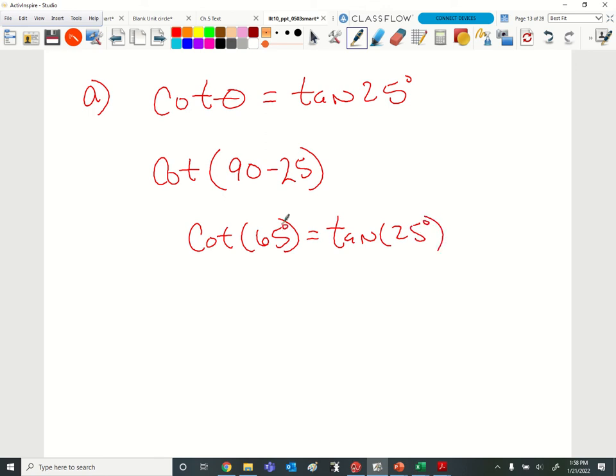So what I was actually looking for here in this case is this answer over here on this side. So theta was 65, wasn't it? Yeah. Is that pretty easy there?